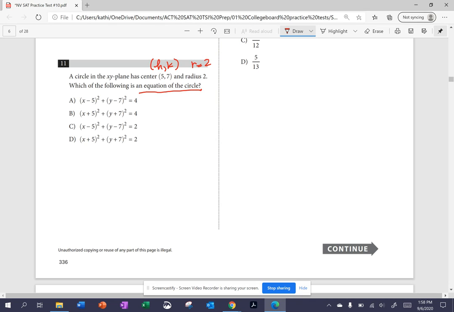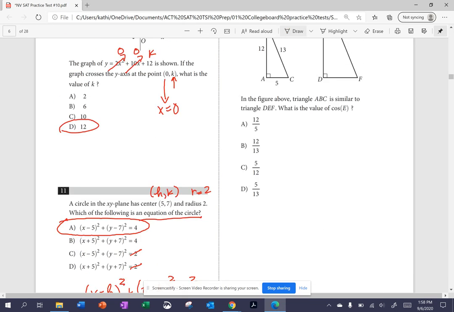So from geometry, the equation of a circle is x minus h quantity squared plus y minus k quantity squared equals the radius squared. So immediately looking, this is not the radius squared, so it's not these two. So it's x minus h and y minus k. All right, number 12.